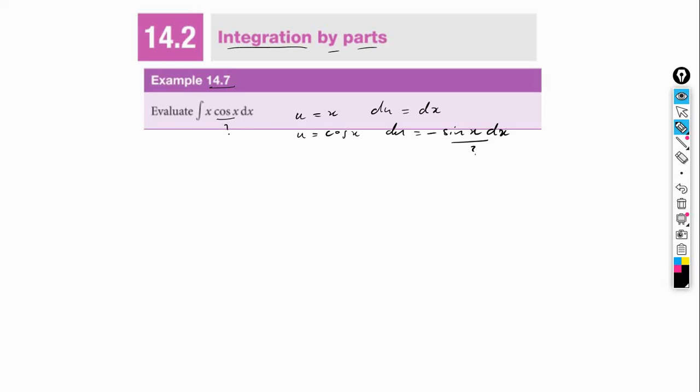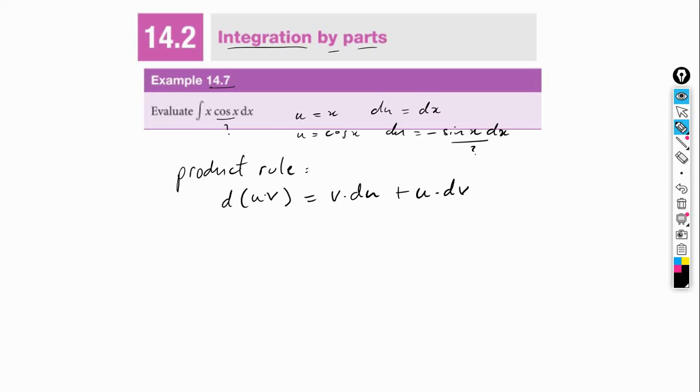And integration by parts is something that is derived from differentiation, from what we know as the product rule. Recall that the product rule says that the derivative of u times v is equal to v times the derivative of u plus u times the derivative of v.